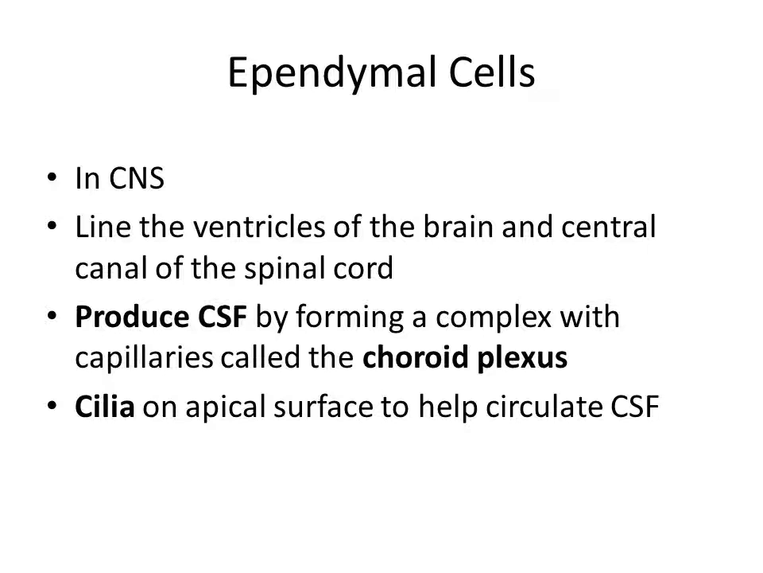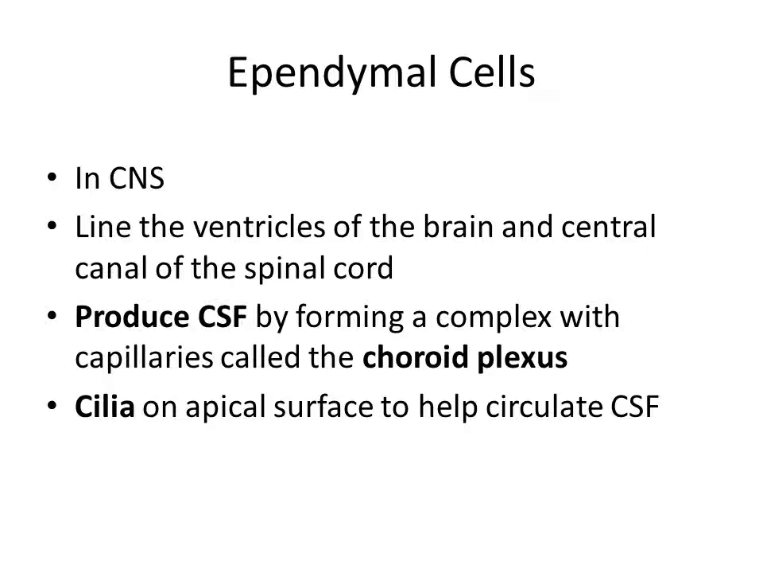Ependymal cells are important for the production of cerebral spinal fluid. So CSF is cerebral spinal fluid. These cells are found within the ventricles of the brain and the central canal of the spinal cord, and they work with capillaries and the endothelium of the capillaries to form a special complex called the choroid plexus. And this choroid plexus is what produces cerebral spinal fluid.